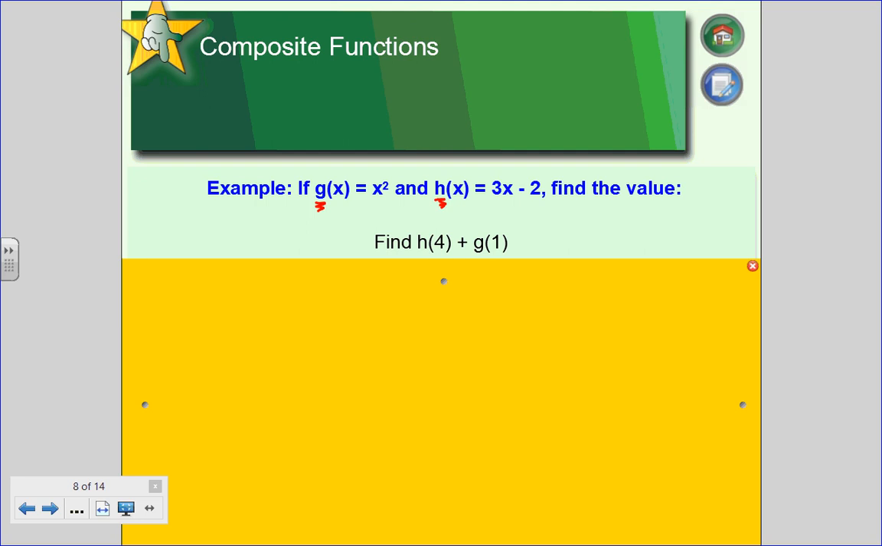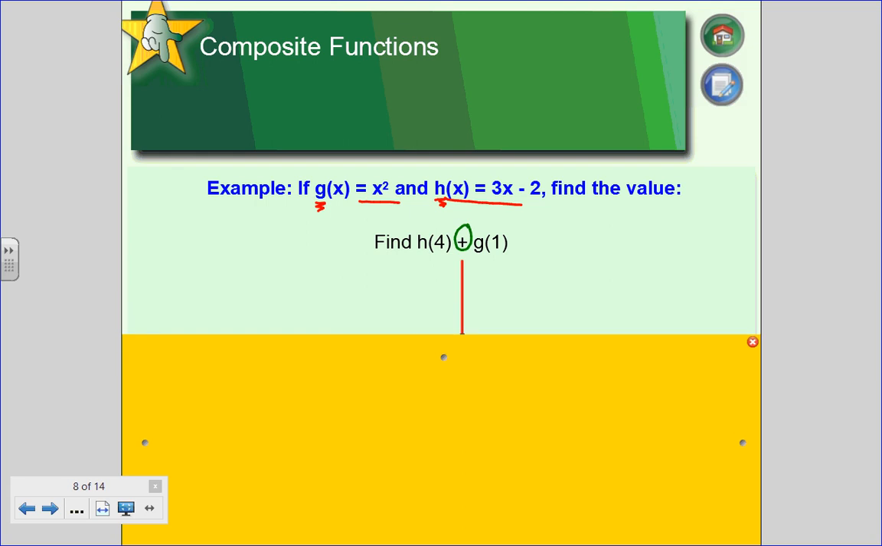So g of x refers to x squared, while h of x refers to 3x minus 2. So if we're told to find h of 4 plus g of 1, that means we need to find the value for putting 4 into the h function. Then we need to find the value of putting 1 into the g function. And when we get those two numbers, we will finally add them together. So I will often drop a line down wherever my operation sign is in between my composite functions so that I'm keeping my work clean and separate.